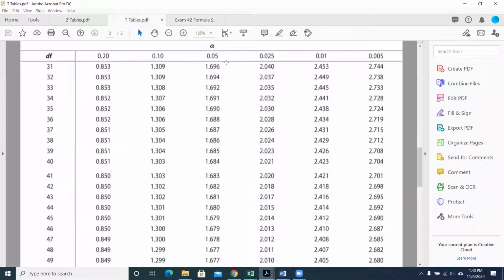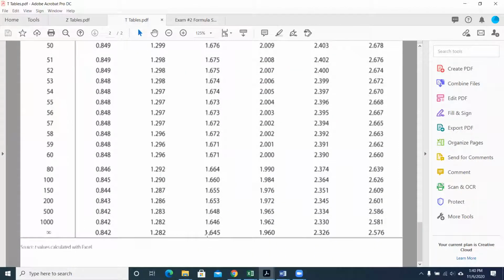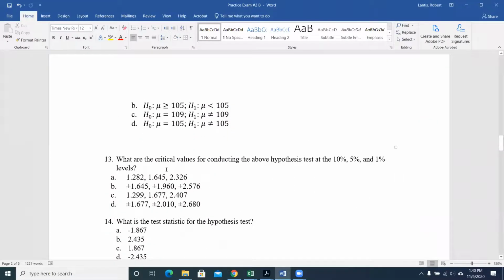I'm going to cheat. So I want 0.05 in the tails. I'm just going to go to the very last row of that student T table because it told me what the standard normal values would be, right? Because a student T distribution with infinite degrees of freedom is the standard normal. So I go down here and find 1.645. I have a pair of critical values.